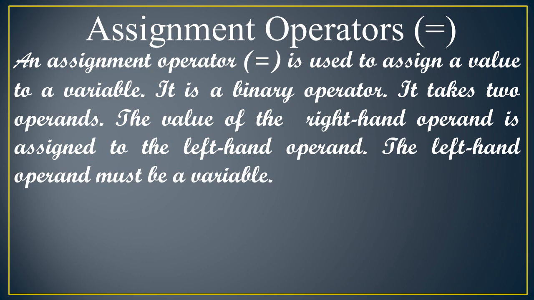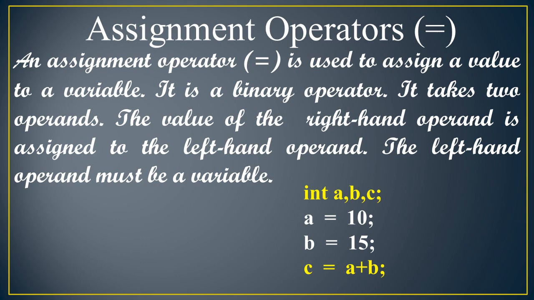For example, int a, b, c; a equal to 10; b equal to 15; and c equal to a plus b. The first statement declares three variables a, b, and c of int data type. The second statement assigns the value 10 to the variable a. The third statement assigns the value 15 to the variable b. The fourth statement assigns the addition of a plus b to c.